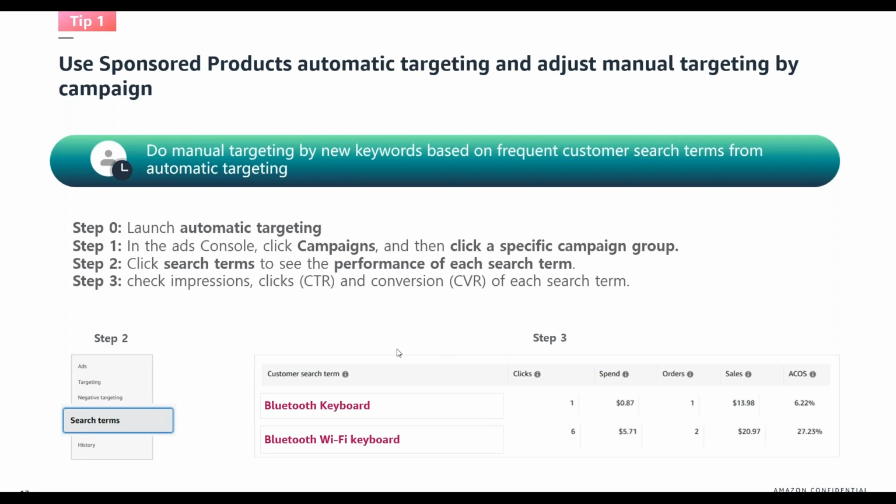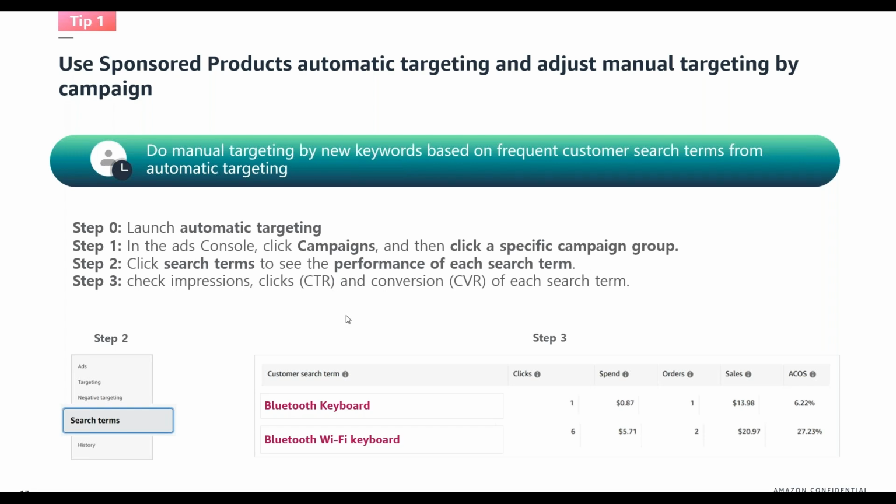So if you go to your ads console, click on campaign, and click on the specific automatic campaign, and then click on search terms, which you see under the campaign group, you will see the actual customer search terms, and the performance of each of them. For example, here is the Bluetooth keyword, Bluetooth Wi-Fi keyboard. Then, of course, the 3 key metrics we need to pay attention to are impressions, click-through rate and clicks, and conversion rate of each search term.